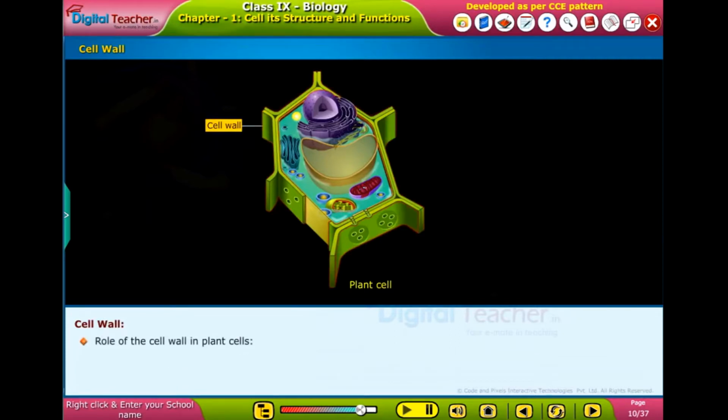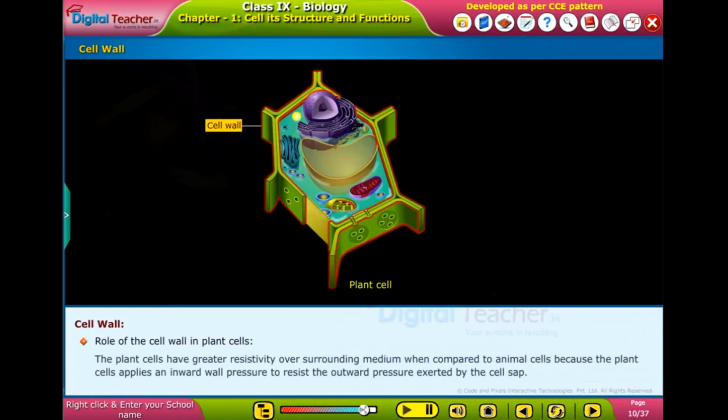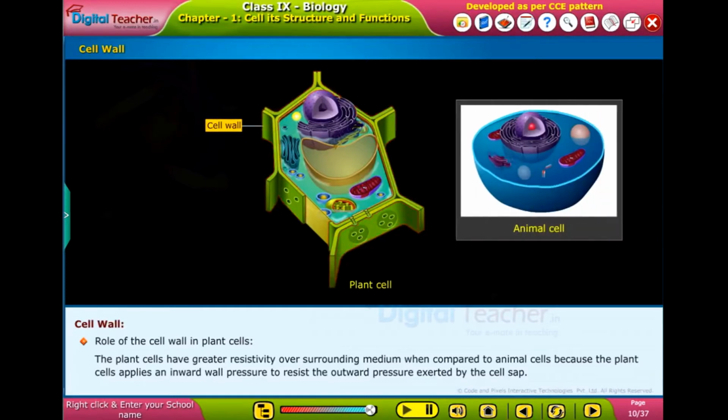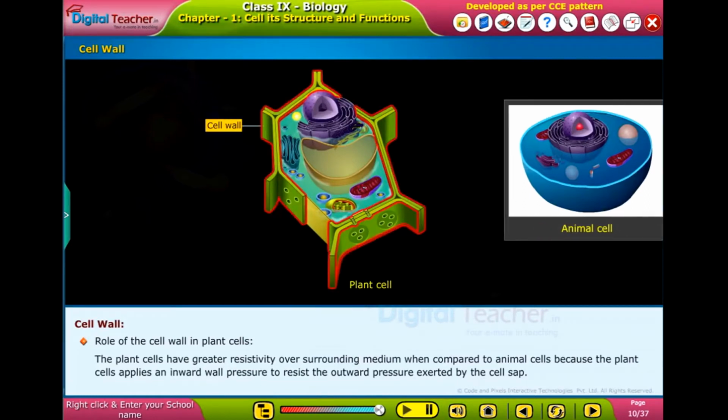Role of the cell wall in plant cells. The plant cells have greater resistivity over surrounding medium when compared to animal cells because the plant cells apply an inward wall pressure to resist the outward pressure exerted by the cell sap.